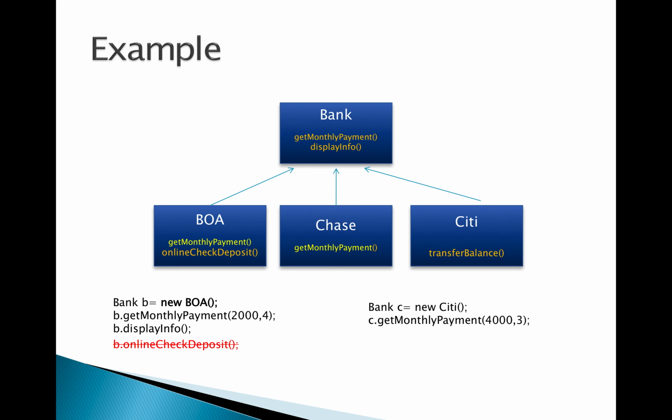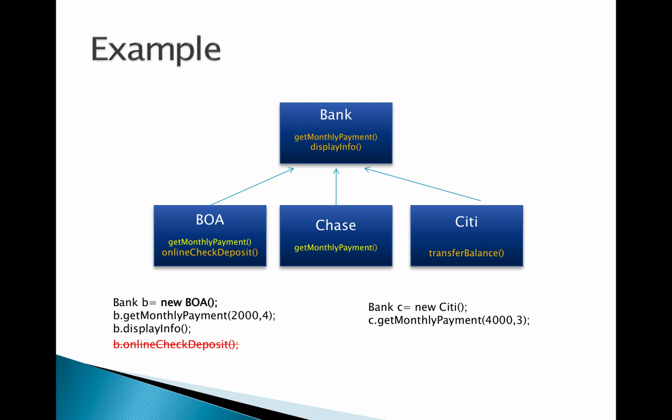Same case with City, Citibank. You can say Bank c equals new City. I'm having a superclass reference to a subclass object. Here, if I call c.getMonthlyPayment, what is going to happen? Again, getMonthlyPayment is not present in the City class. That is the reason it is going to get it from the Bank class.